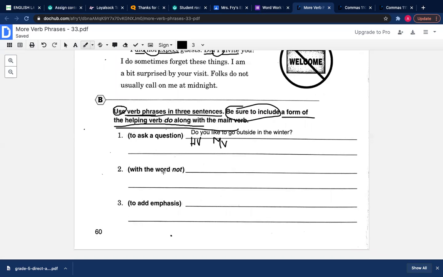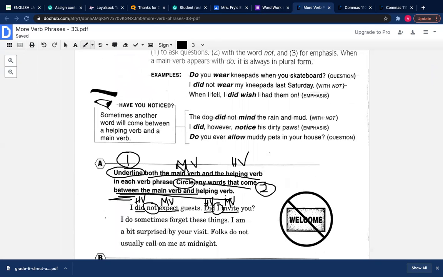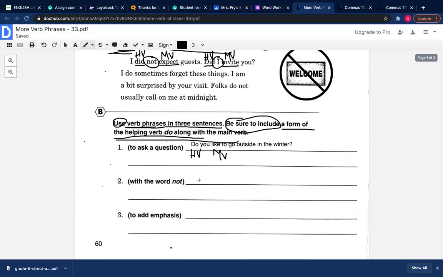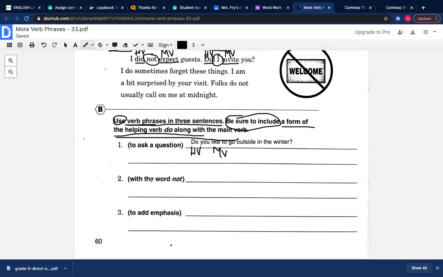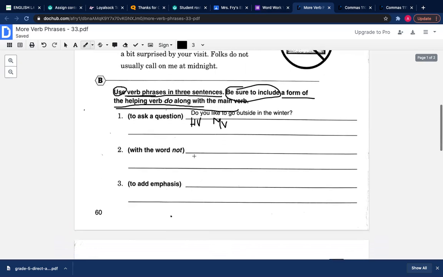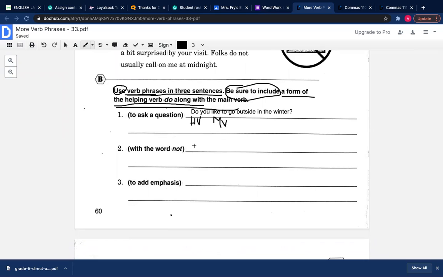In part 2, you're using it with the word not. So come up here and look at the example. I did not wear my knee pads last Saturday. Maybe yours is going to be, I do not like to eat pickled herring. Or I do not appreciate people making fun of me. Or I did not do the laundry last night. Those are some examples. You need to make sure that you have a main verb and use your helping verb do. Okay? And again, it can be in past tense with did or present tense with do.